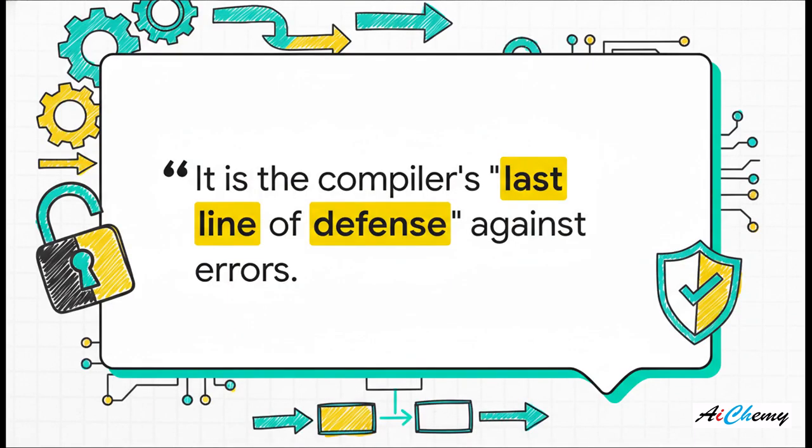I saw one source put it this way, and I think it's perfect. Semantic analysis is the compiler's last line of defense. It's that final, critical checkpoint that makes sure a program isn't just grammatically correct, but that it's also logically sane.